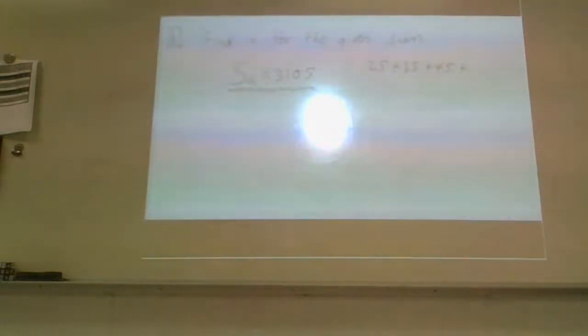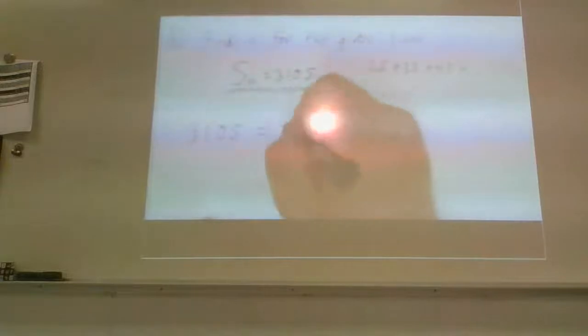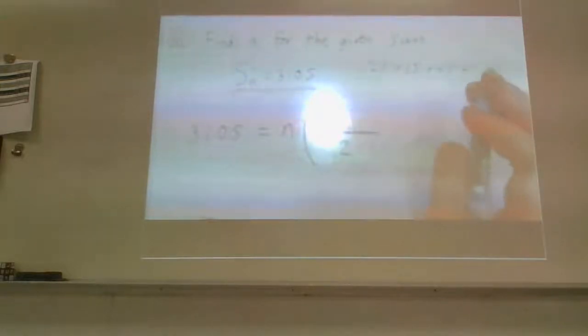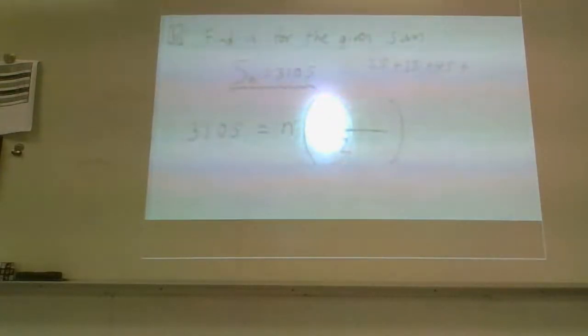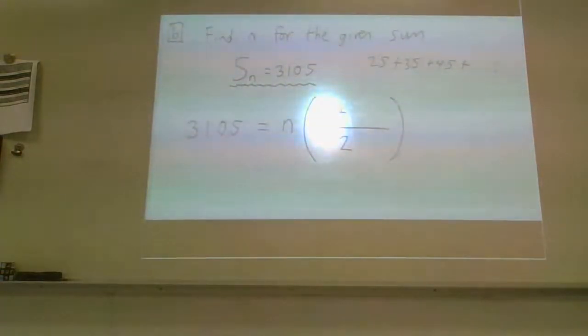Here's what we're going to set up. We know it's arithmetic, so we use that arithmetic sum formula. 3105 equals. We don't know what n is, so we're going to leave it there. It's supposed to be in the fraction: a sub 1 plus a sub n. Well, I know what a sub 1 is, but I have no idea what a sub n is. Oh, wait. A sub n?